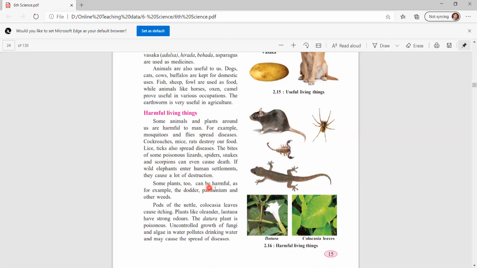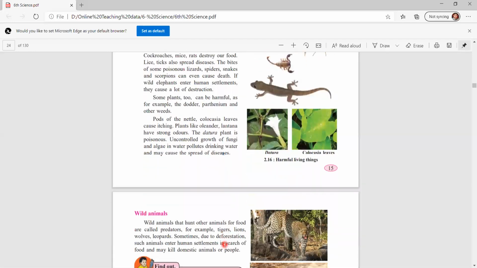Some plants too can be harmful, as for example, the dodder, parthenium and other weeds. Parts of the colocasia leaves cause itching. Plants like oleander, lantana have strong odors. The datura plant is poisonous. See, this is the datura plant. And these are the colocasia leaves which cause itching. Uncontrolled growth of fungi and algae in water pollutes drinking water and may cause the spread of diseases.